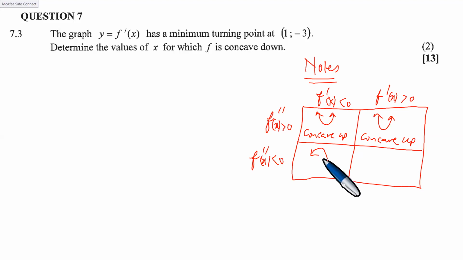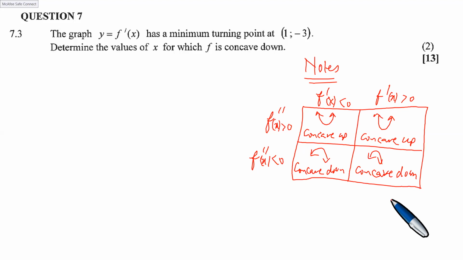So it can also be concave down when the derivative is negative. The second derivative is negative, but the second derivative can be negative and the first derivative being positive. But if the second derivative is negative, it means that it is concave down. Okay, this is the table. So once you know this table, then you are done.